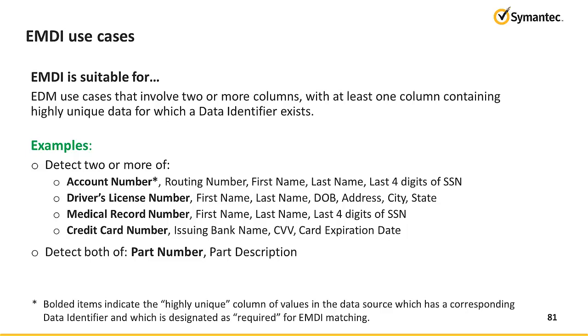Matching driver's license number against first name, date of birth, address, city, and state. Or matching medical record numbers versus first name, and last 4 digits of the social security number. You could also do credit card number matched against issuing bank name, CVV, or card expiration date. Even data sources that have only 2 columns can work well for EMDI. For instance, you might have a data source that has a total of 2 columns, part number and part description. In this case, the part number column would work well as the key required column, corresponding with a custom part number data identifier, whereas part description would serve as the second column to match on.